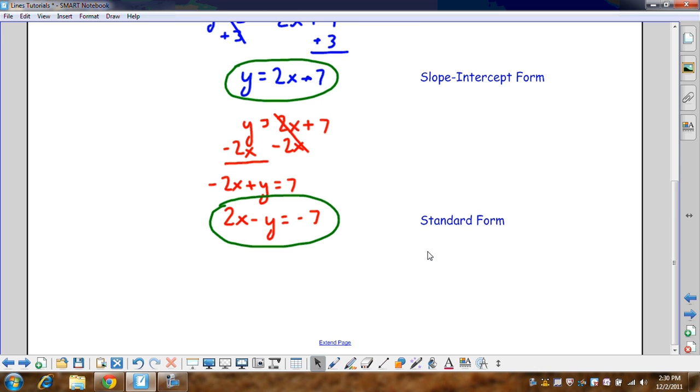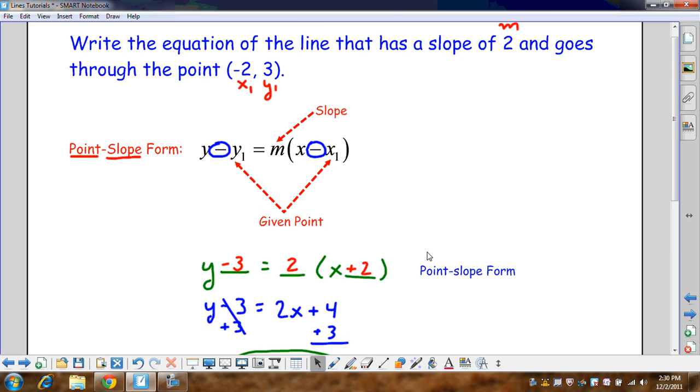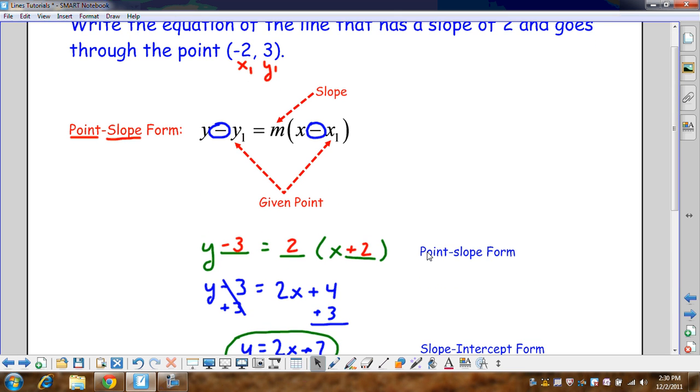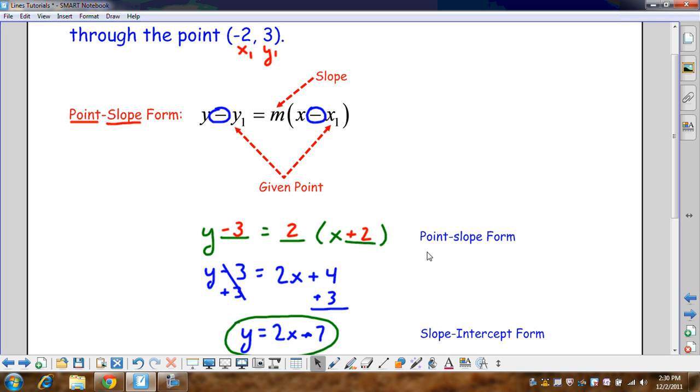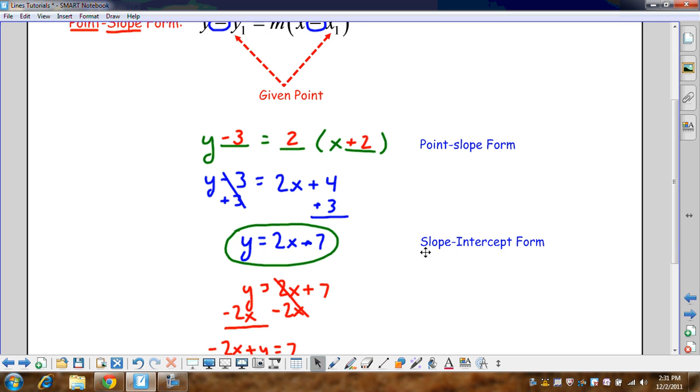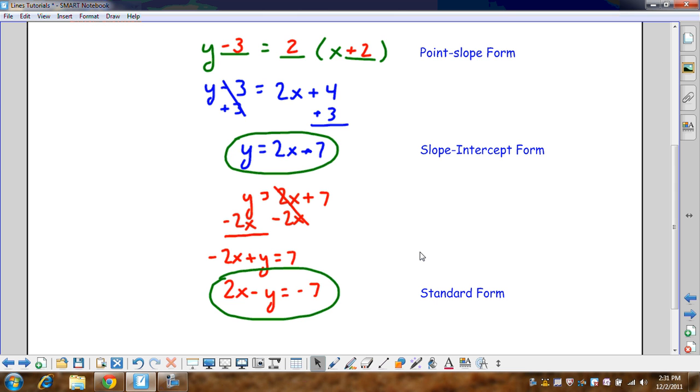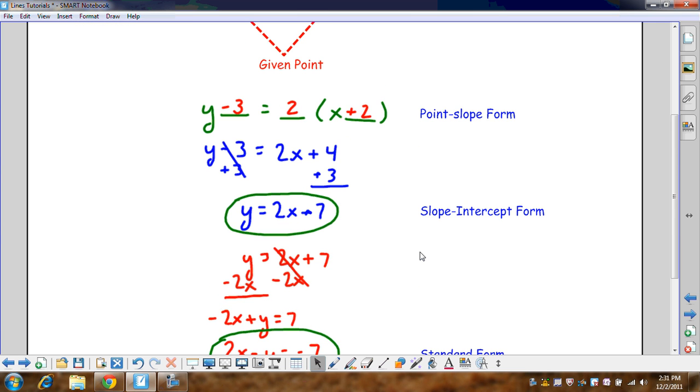So let me say that one more time. Standard form is a very picky form. X and y need to be on the same side. You can't have fractions. And a, the number in front of x, cannot be negative. So you've got to keep those things in mind. I'm going to write off to the side, that is what we call standard form.